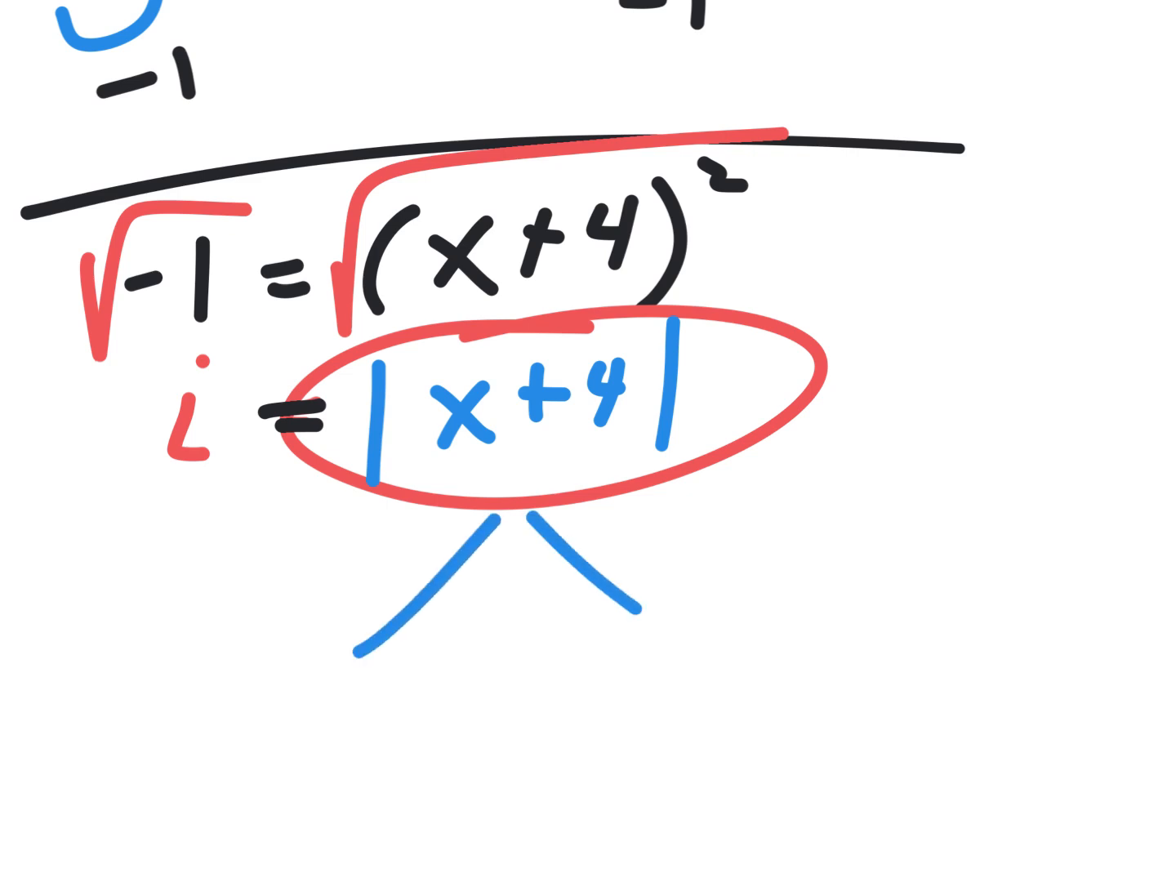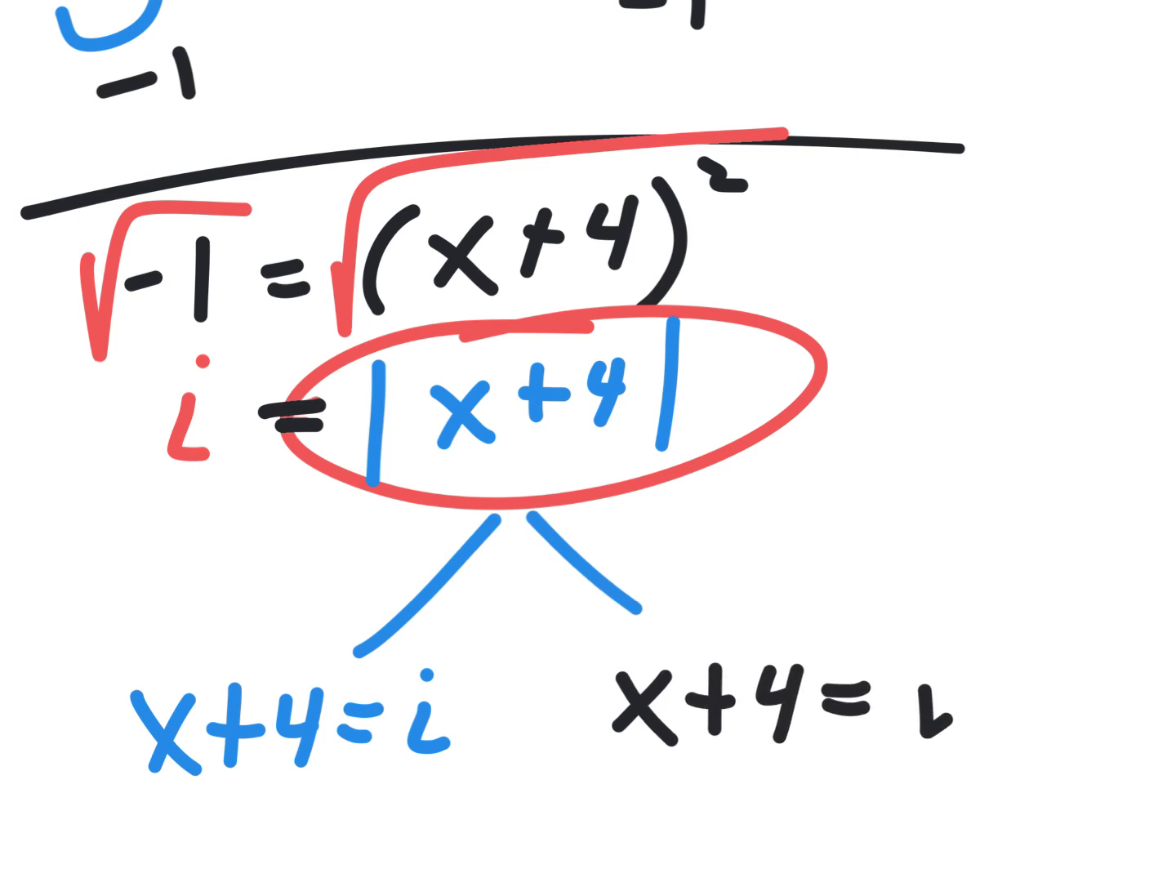Noah, x plus 4 equals i is how I start. Now what? Subtract 4. Wait, now do the other equation first. x plus 4 equals... Yes, good. Now we can add or subtract 4 from everything.